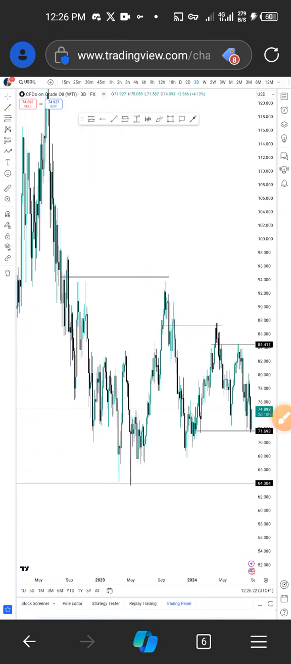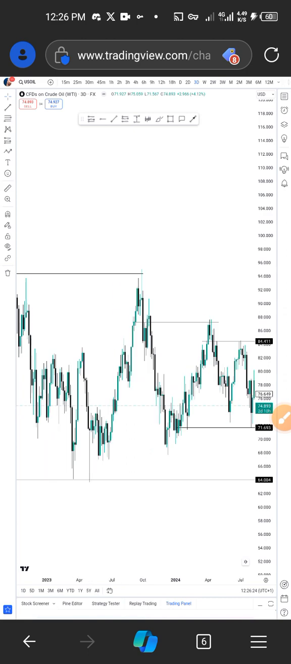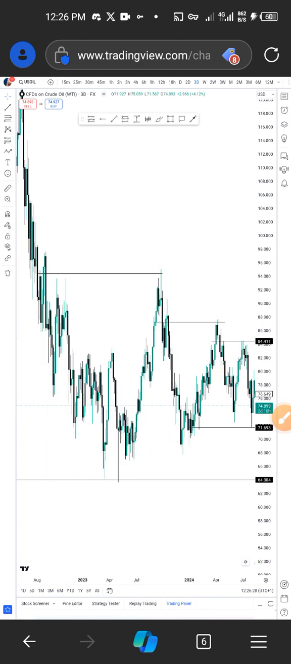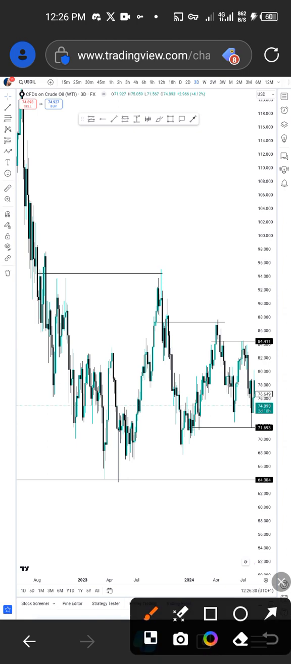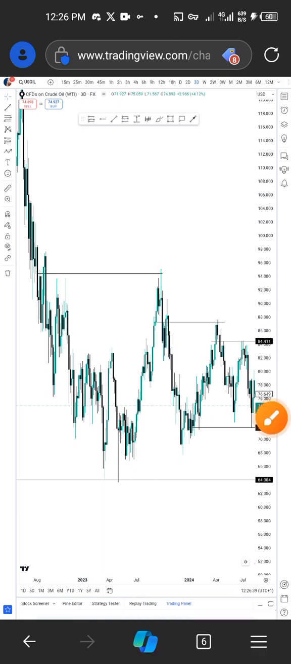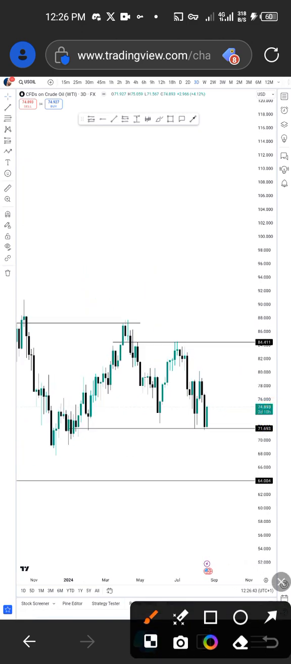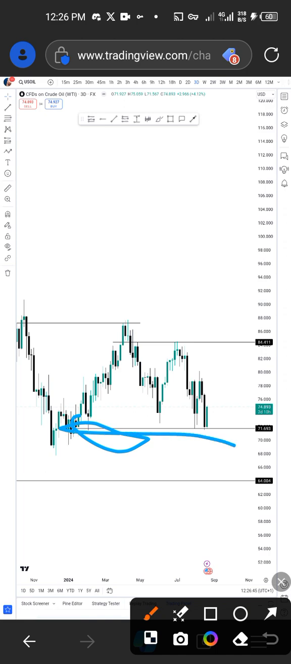Some people might call this Wyckoff schematic, systematic. We have a preliminary supply, buying climax, all those stuff. Last point of supply. So this will now be an area of last point of supply.